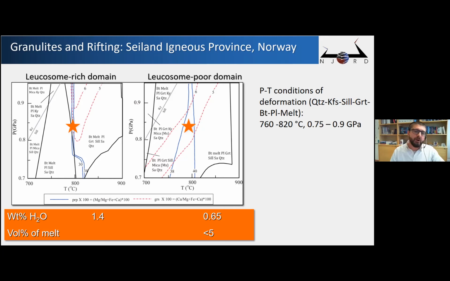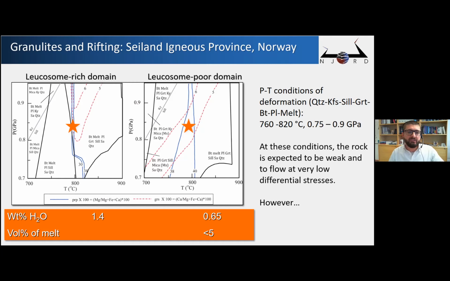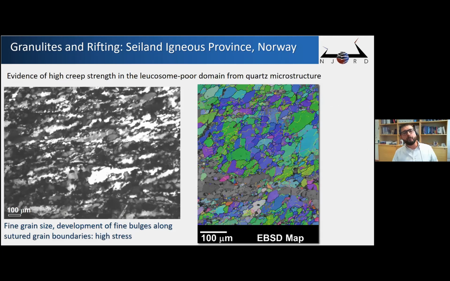So this means that the rheology of the restitic rock is really dominated by the solid framework of quartz that is forming more than 70% of it. So at these high-grade conditions, the rock is expected to be weak and flow at very low differential stresses because it's really high temperature. However, we have evidence for high creep strength in the leucosome-poor domain in the restite in the form of quartz microstructures.